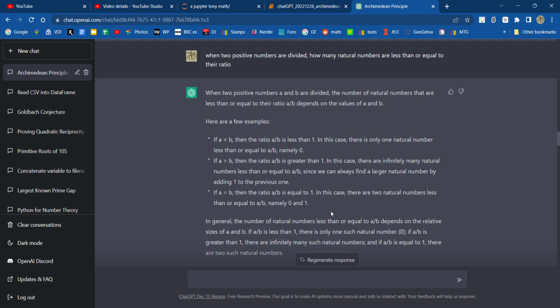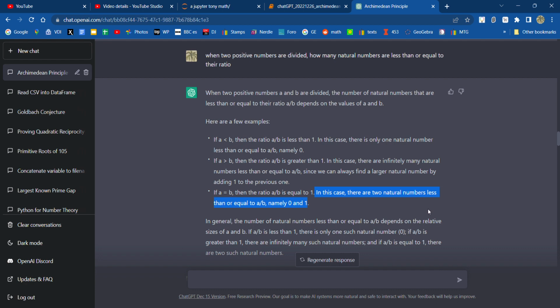And here it started going over ratios, and this is where I caught that the definitions were off. In this case, there are two natural numbers less than or equal to a over b, namely 0 and 1. Okay, and I've put in the description of the video where I found in Wikipedia that the ISO definition for natural numbers is the whole numbers and does include 0.